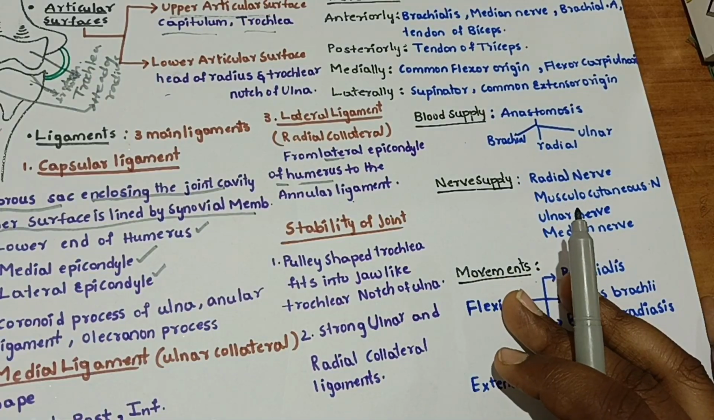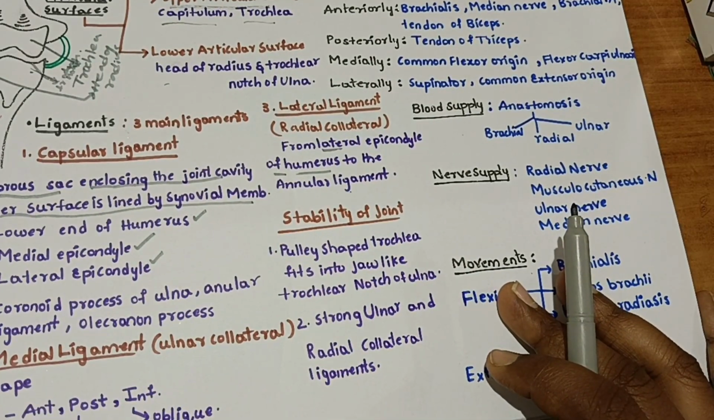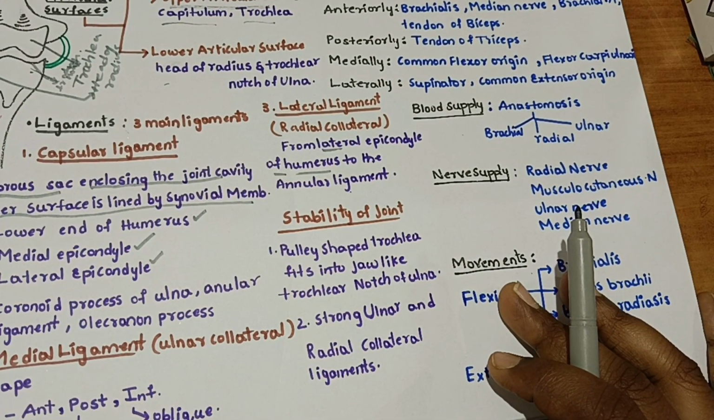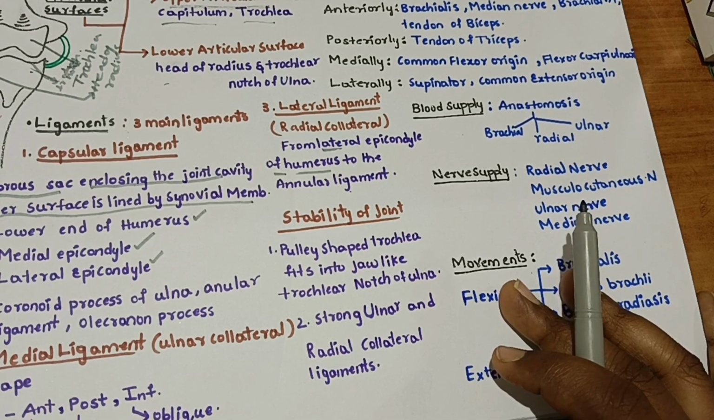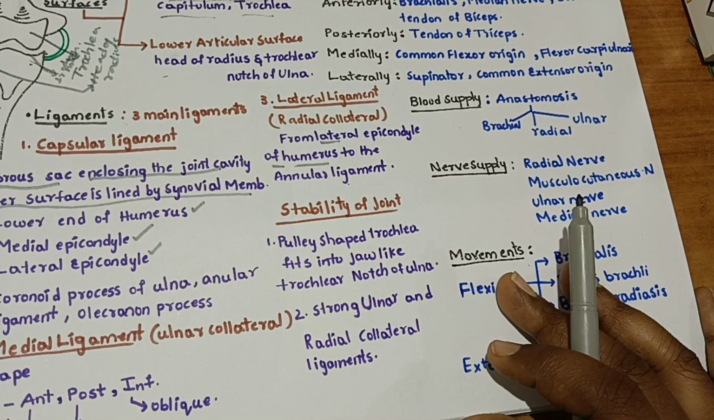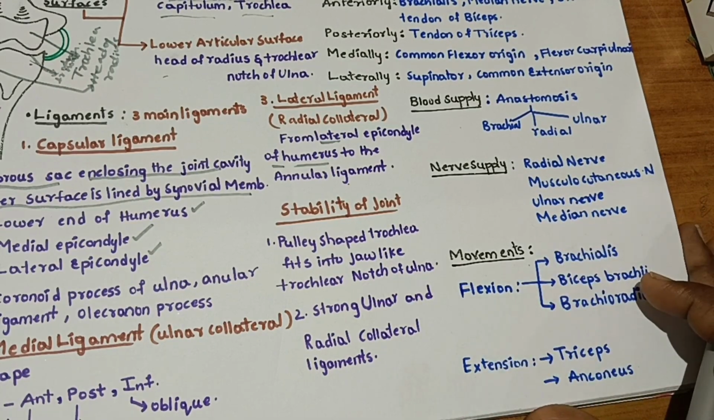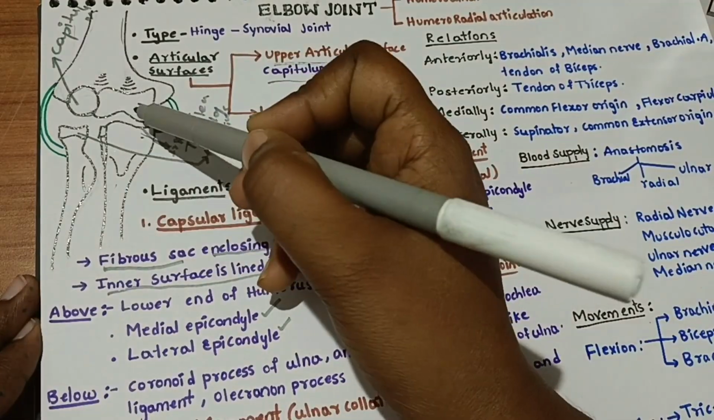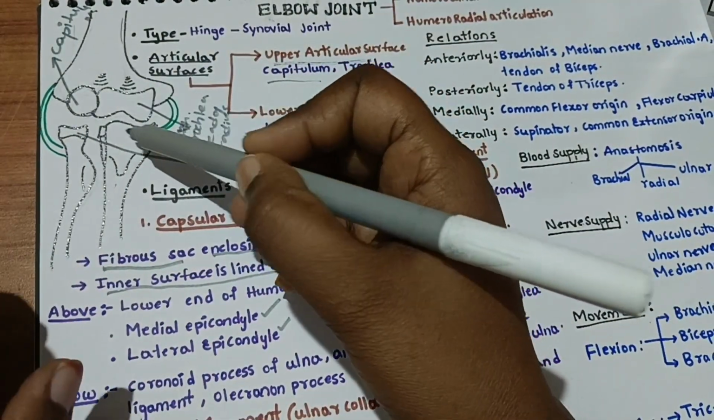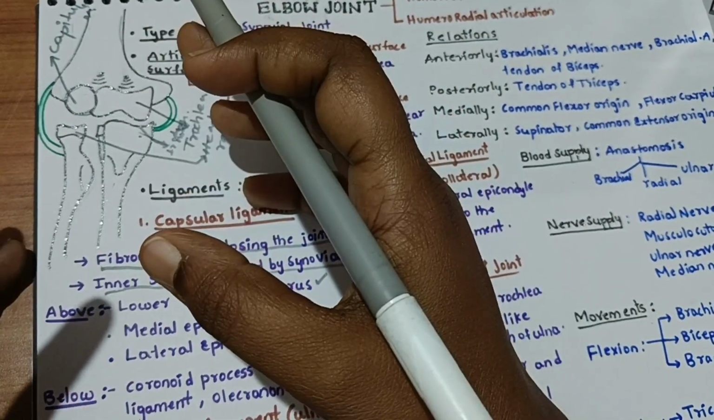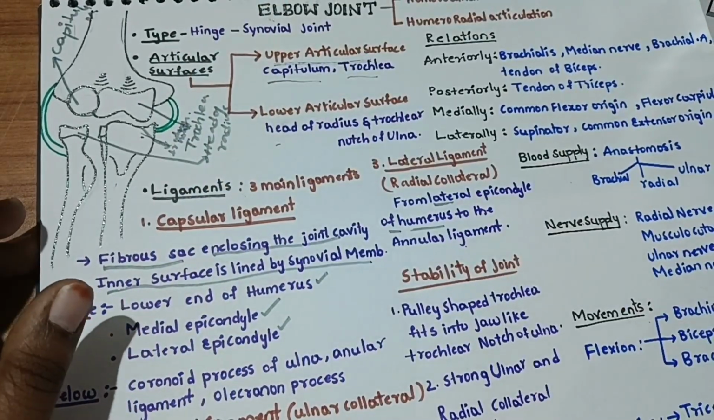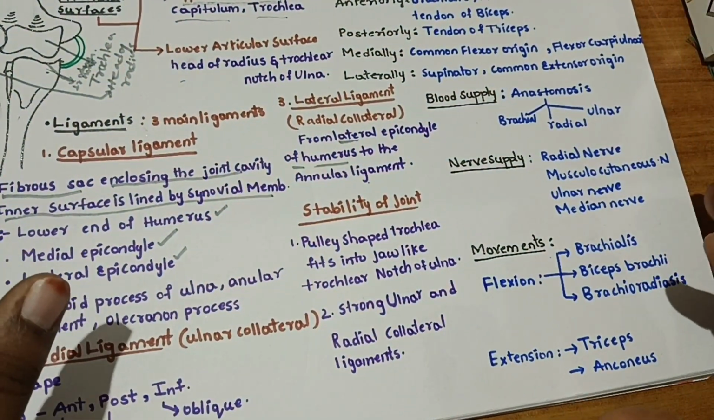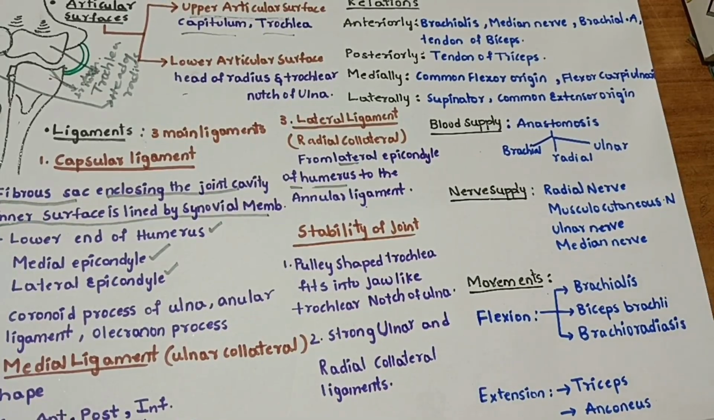Now let's see the stability of the joint. What are the factors that keep the joint stable? The pulley shaped trochlea fits into the jaw-like trochlear notch of the ulna. See, this is the trochlea, right? The trochlea is correctly fitted into the trochlear notch of the ulna, which makes the joint stable. And the strong ulnar and radial collateral ligaments also stabilize the joint.